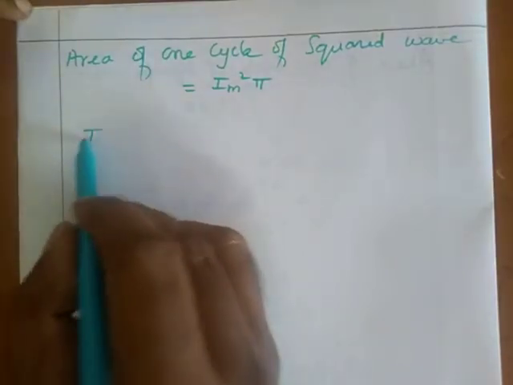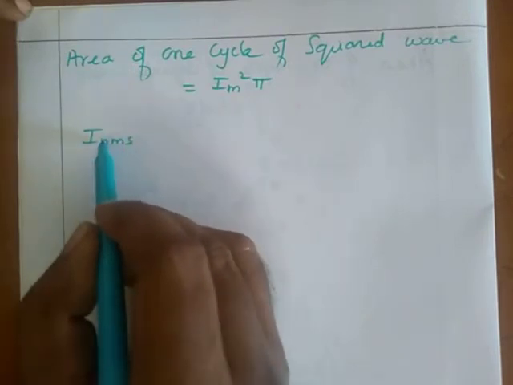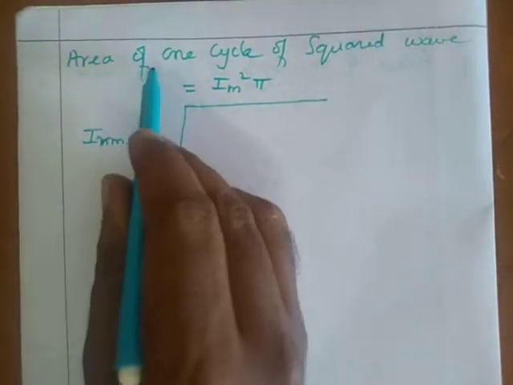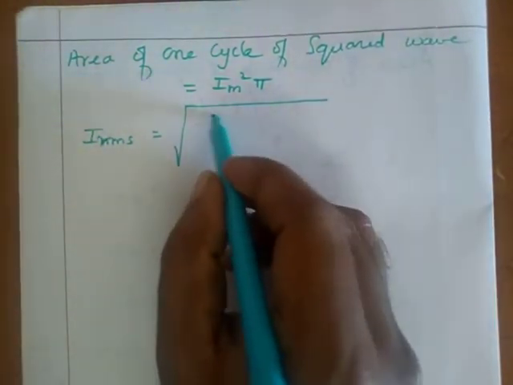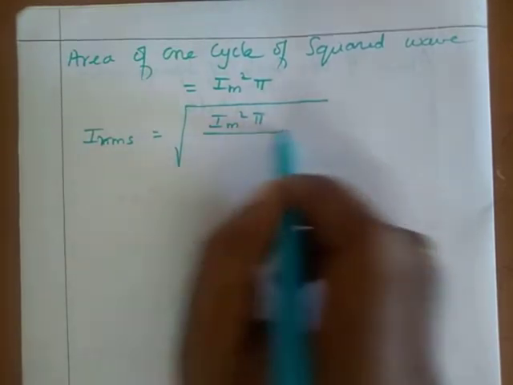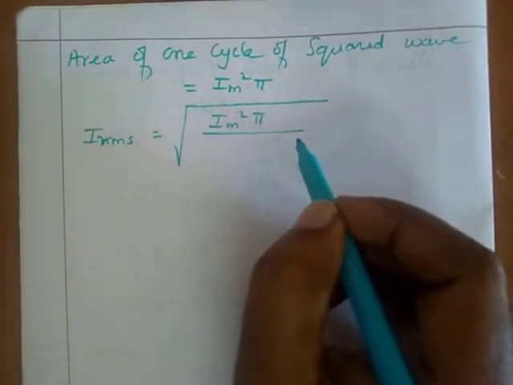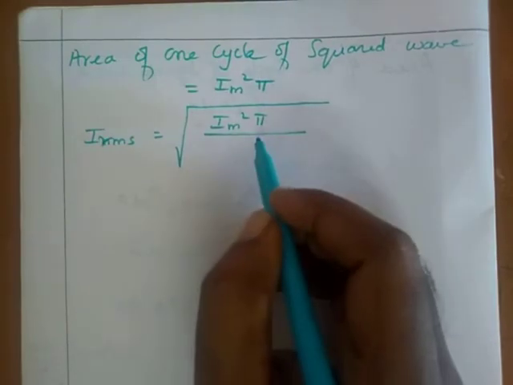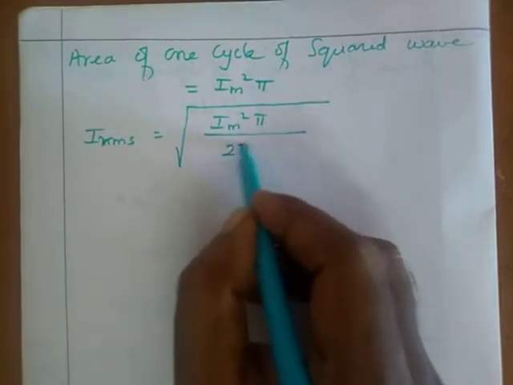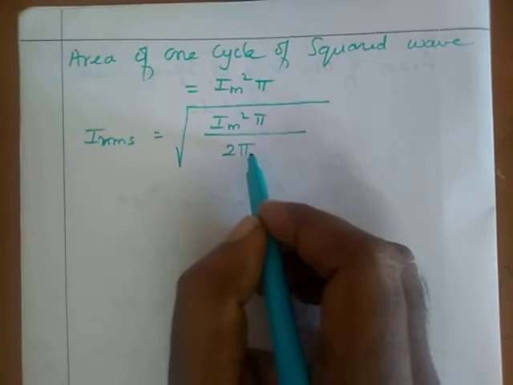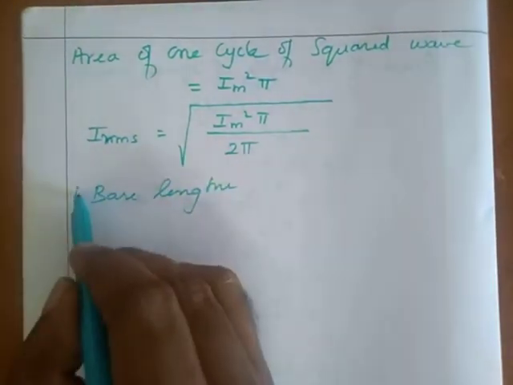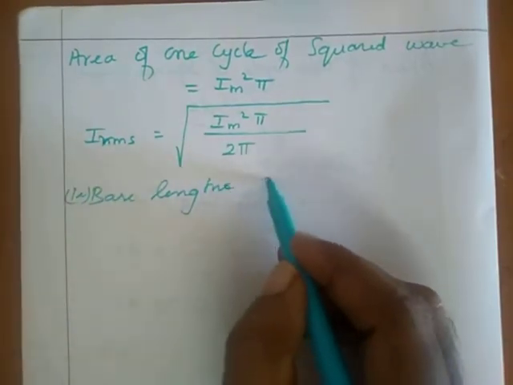Then Irms can be written as the square root of the area of one cycle of the square wave, that is Im square pi, by the base length of one complete cycle. The base length of one complete cycle will be 0 to 2 pi, so we can write this as 2 pi. For one complete cycle the base length will be 2 pi.